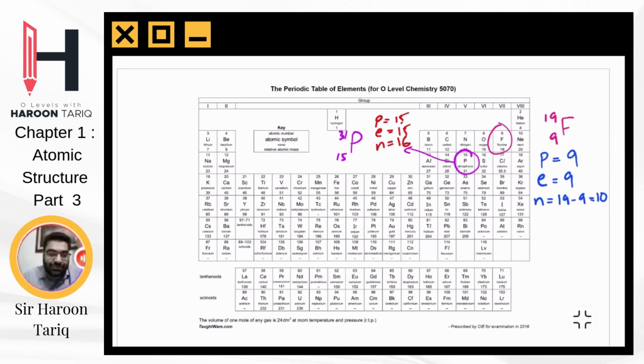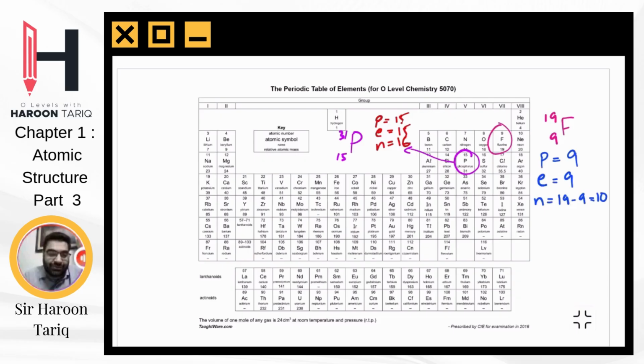Just looking at these elements in the periodic table, we need to know how to recognize the proton number, neutron number, electron number, and the mass number of all these elements. I'll just randomly pick one element.